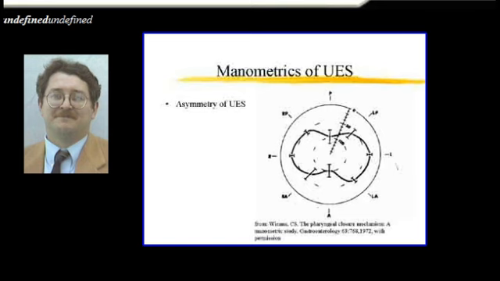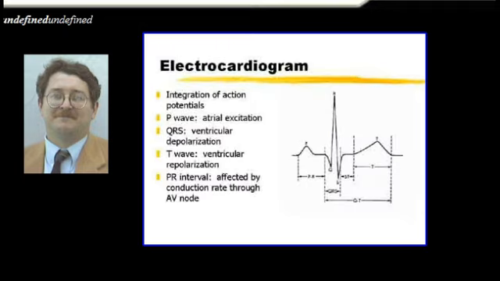The SA node has the highest intrinsic rate of automaticity and thereby acts as the typical or standard cardiac pacemaker tissue. Other tissues, however, have the ability to initiate beats, and when the SA node decreases or does not fire, or when these other foci have a higher rate, they can become ectopic foci. The electrocardiogram is obviously familiar to you, but represents the integration of the action potentials across the entire heart.